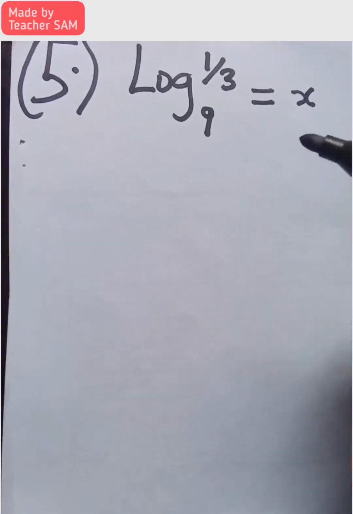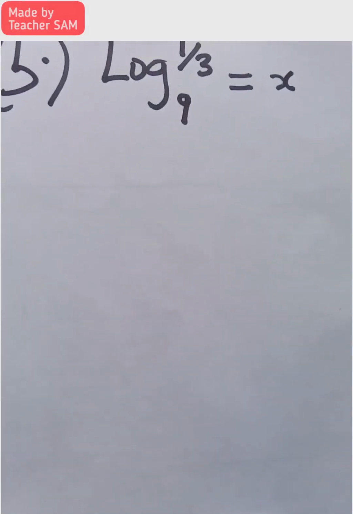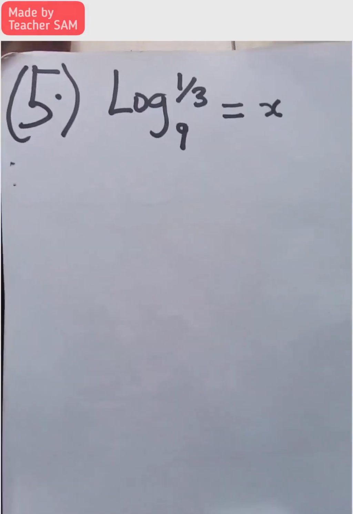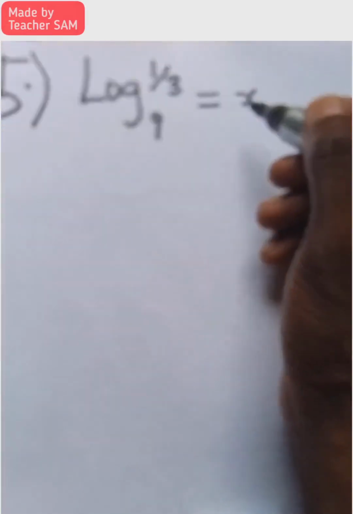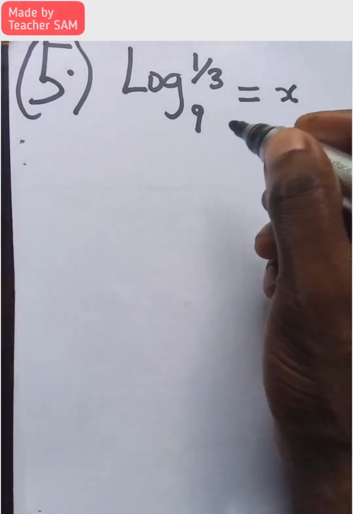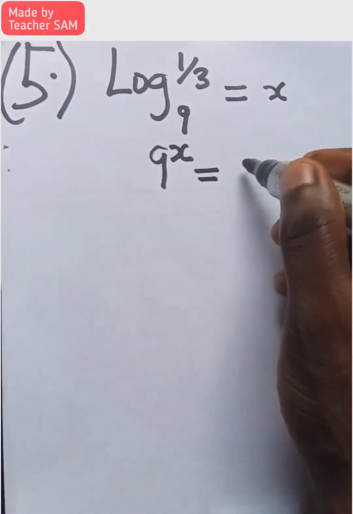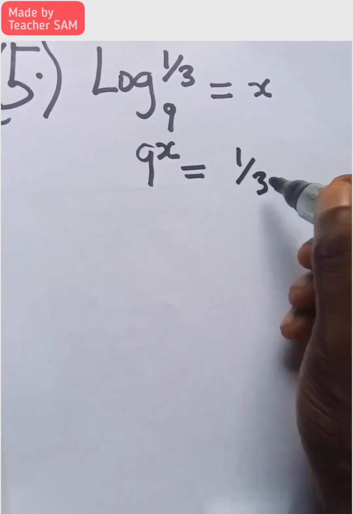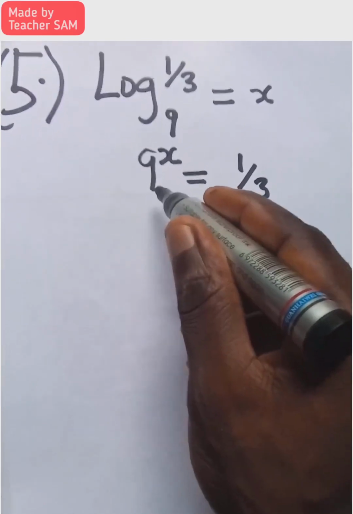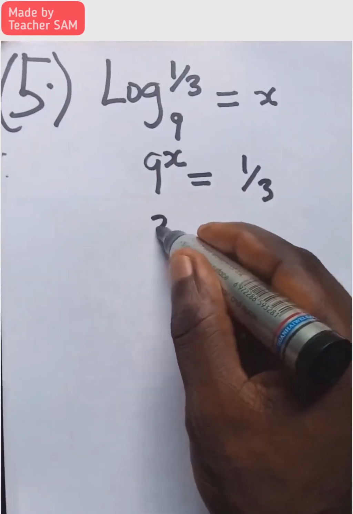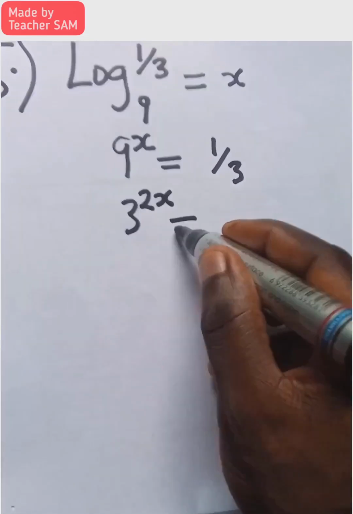Okay, number 5. Let log of 1 over 3 to base 9 be equals to x. It's as simple as that. Now we already said this should be equals to x, so we can solve that right away. Now this will be 9 raised to power x is equals to 1 over 3. Now this 9 raised to power x, let's write this 9 in multiples of 3. So that will be 3 raised to power 2, which is 9, multiplied by the x we have there, which should now be equals to.